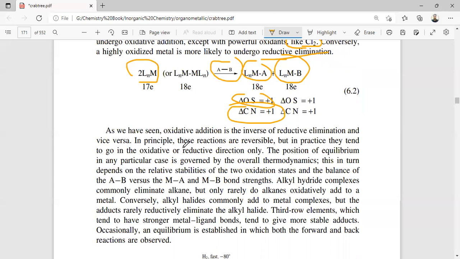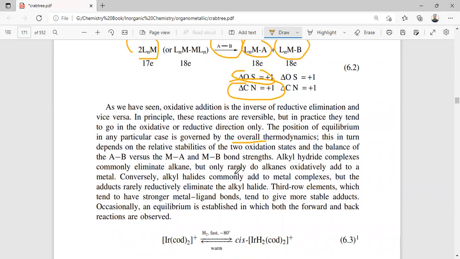So that means theoretically, oxidative addition and reductive elimination are reverse reactions. But in principle, there is no equilibrium, so only one direction is formed. The equilibrium is governed by the overall thermodynamics of the reaction. That in turn depends on the relative stability of the two oxidation states, the balance of A-B versus M-A or M-B bond strength. Alkyl hydride complexes commonly eliminate alkane, but only rarely do alkanes oxidatively add to the metal.